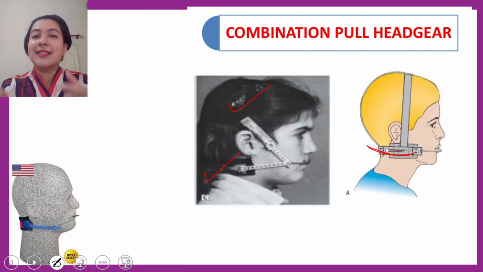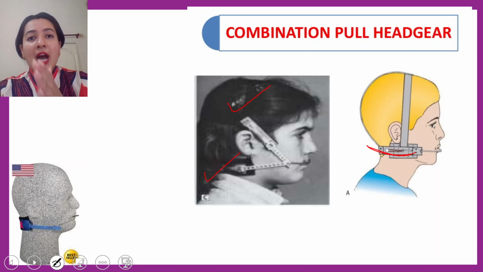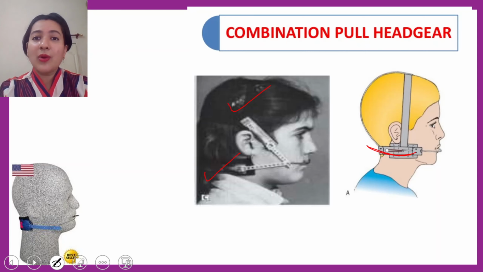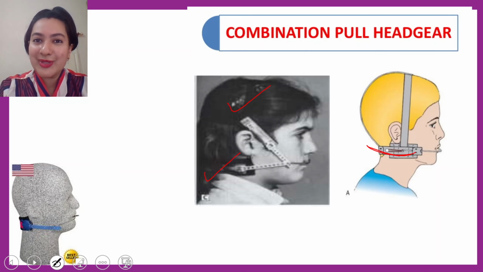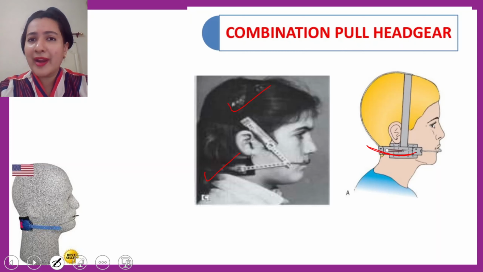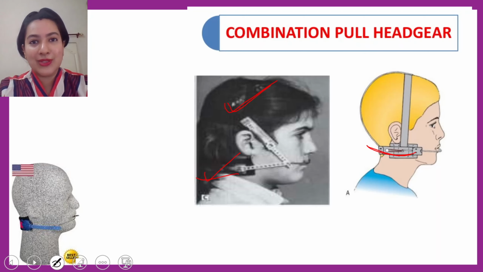So what happens? My maxilla will move bodily backward. Okay, the maxilla gets distalized bodily. There is absolutely no tipping of the maxilla upward or downward. Okay, so when we have to decide whether we need to use occipital headgear, or we need the neck strap as well, or we need a combination of these two, in which region it is required, parietal, occipital, neck region, whatever, based on the situation, we use the type of headgear. So just for your information, you should know that there is this concept of combination pull headgear as well, wherein there is the occipital cap and the neck strap also. Okay.